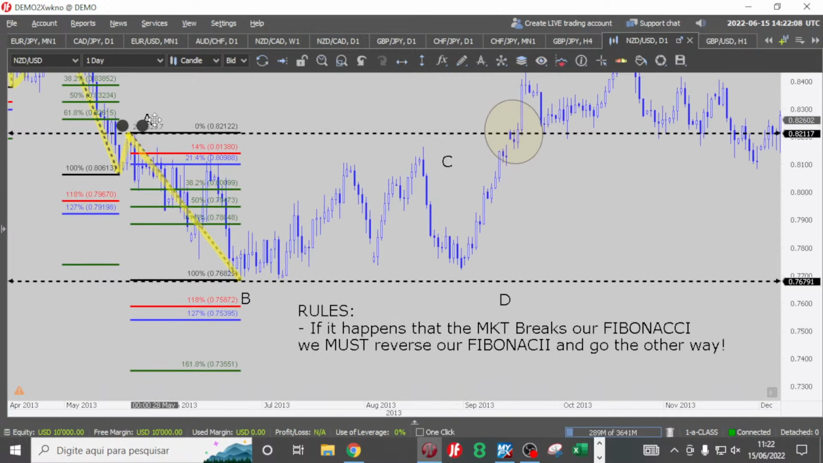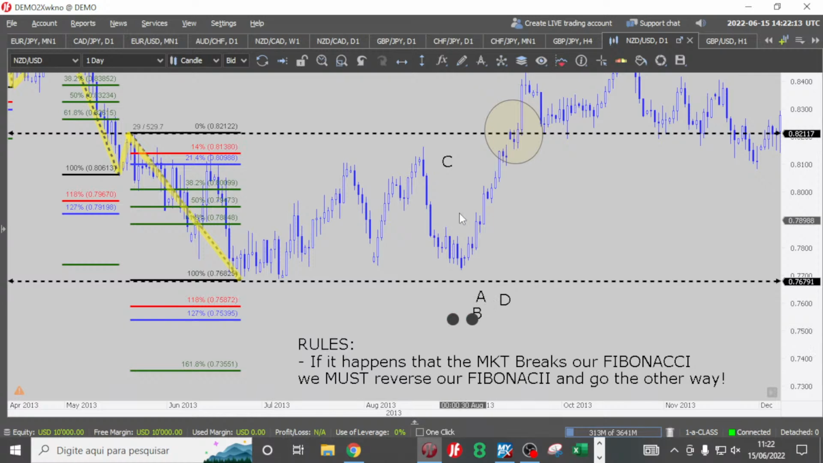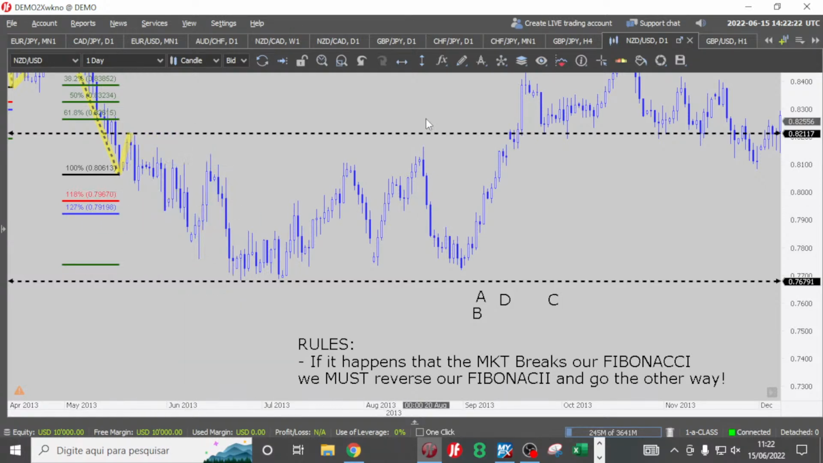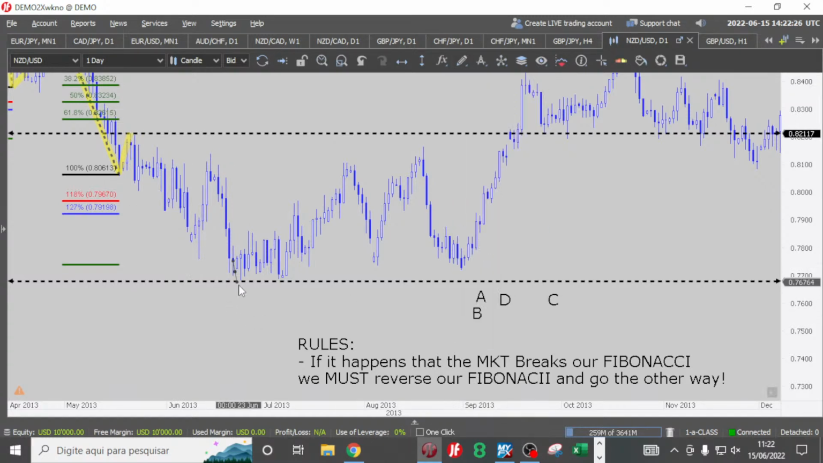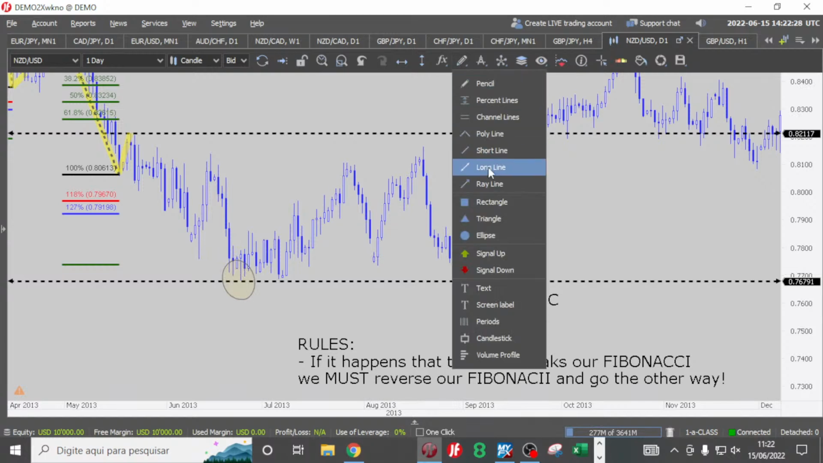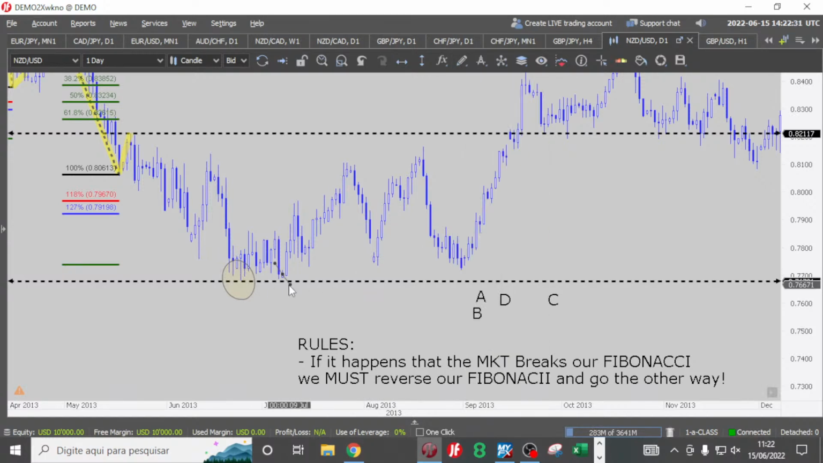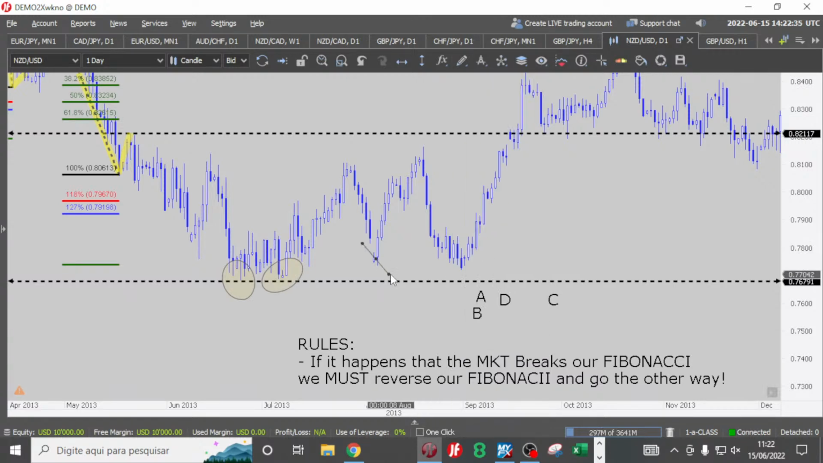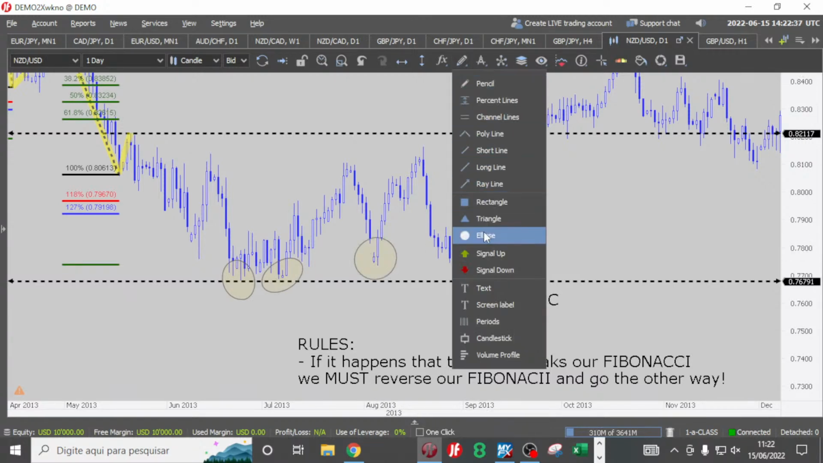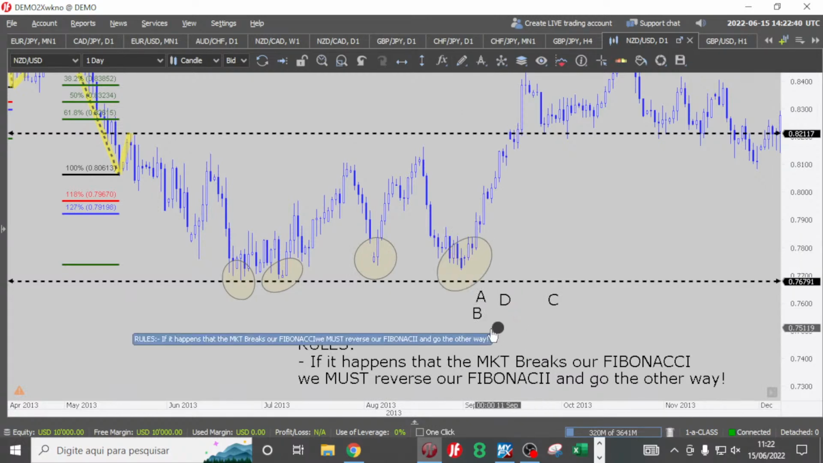Okay, so A down in here, B down in here, C down in here, circle out. This Fibonacci is not valid anymore. Okay, everybody, where should we start our up Fibonacci? On the first circle? Should we start our up Fibonacci on the second circle? Should we start our up Fibonacci on the third circle? Or should we start our up Fibonacci on the fourth circle?